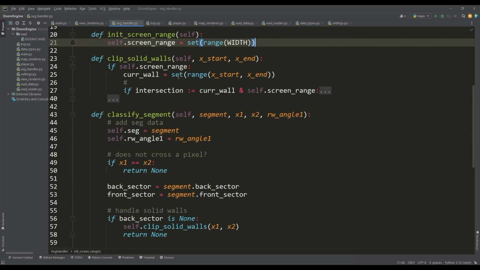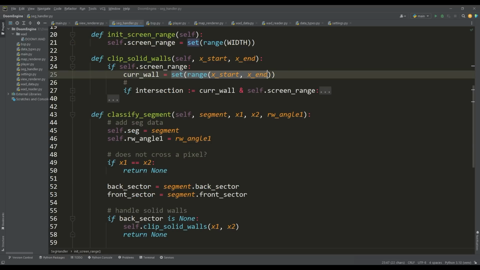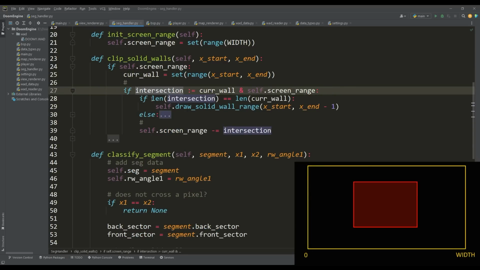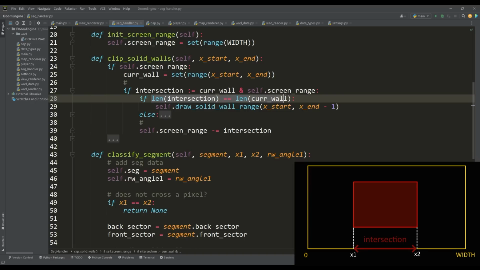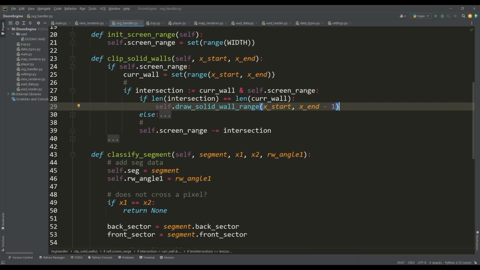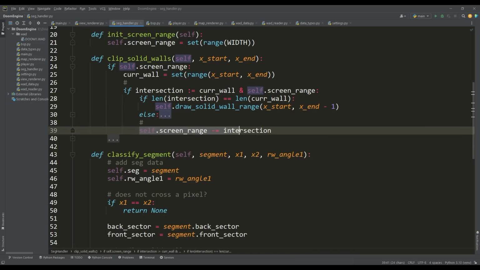When obtaining the segment coordinates, a set is created with this range of values, and then we check for the intersection of these sets. Obviously, if the length of the intersection set is equal to the original length of the segment, then this is a new wall and it goes to rendering. And then we subtract this intersection from the original screen set, that is, these pixels are filled.